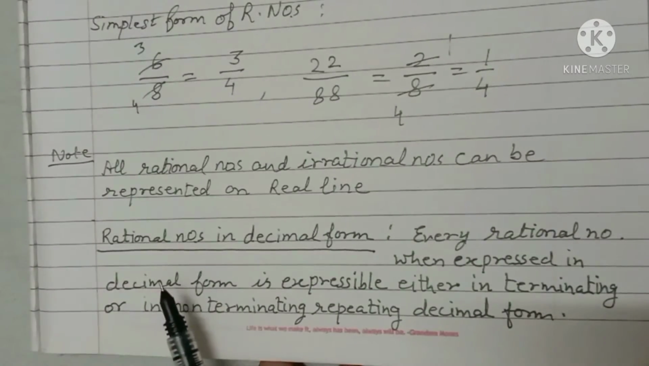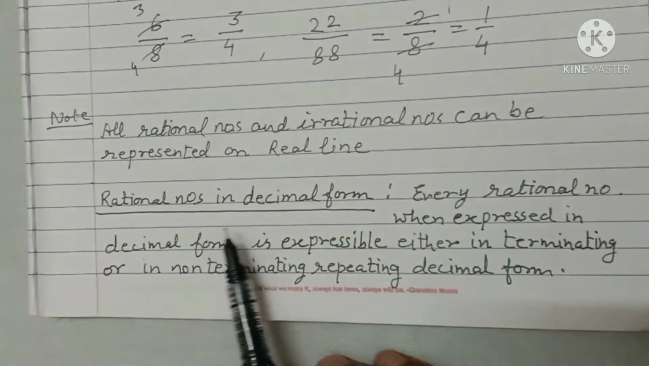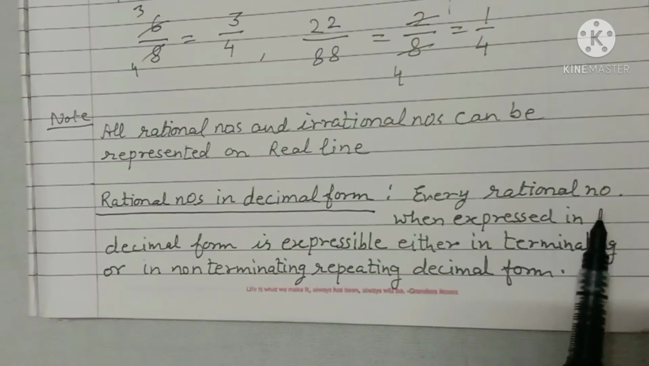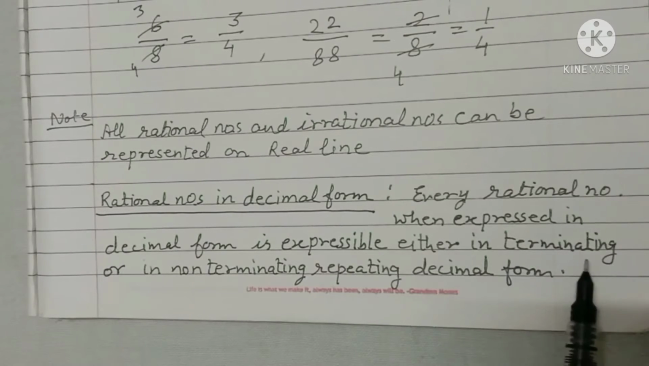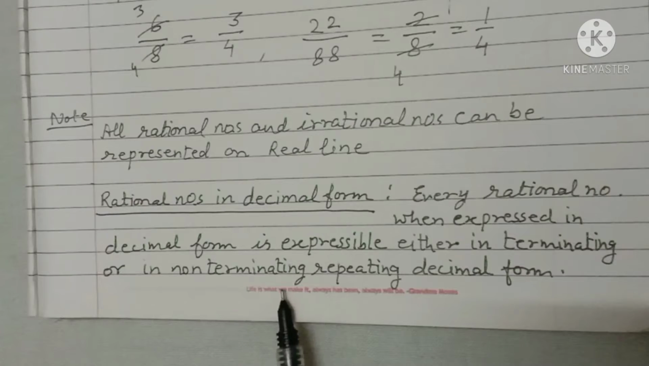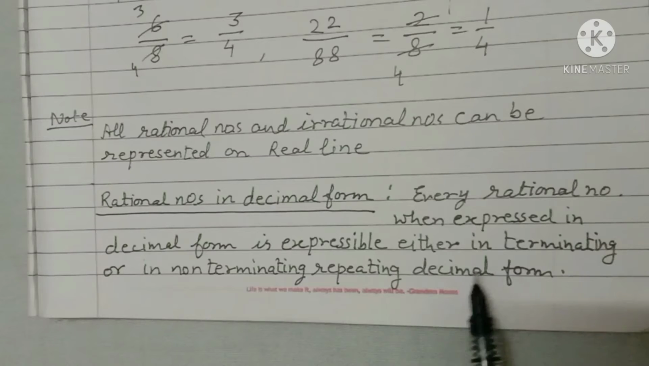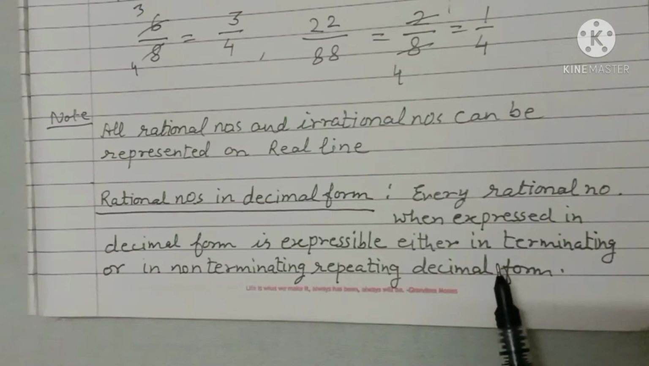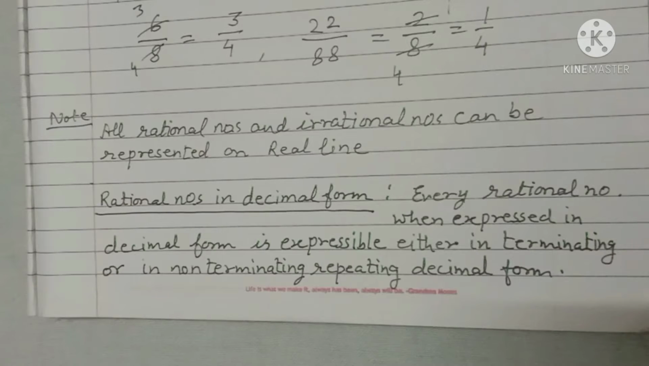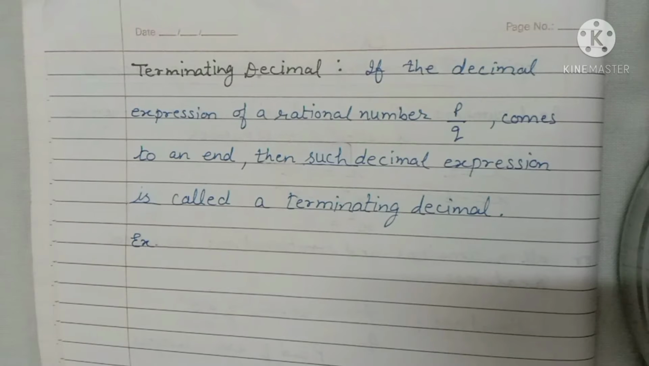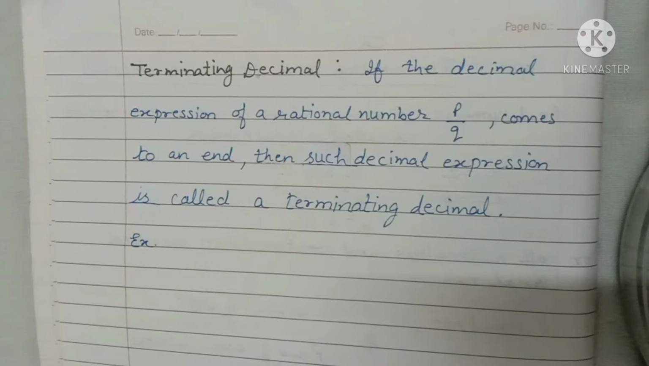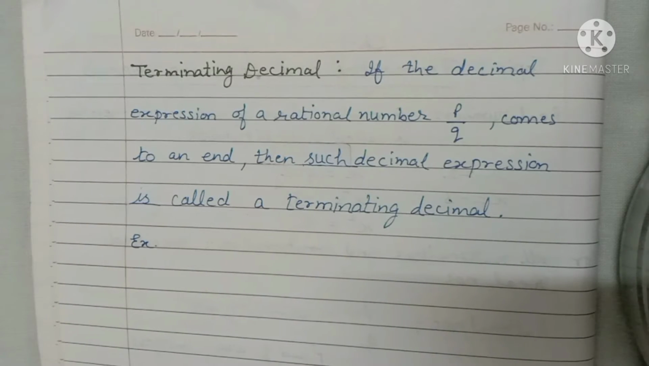Now the next topic, which is the main topic: rational numbers in decimal form. Every rational number when expressed in decimal form is expressible either in terminating or in non-terminating repeating decimal form. What is the meaning of this statement? We will clear it with examples. Now we will discuss the main topic.